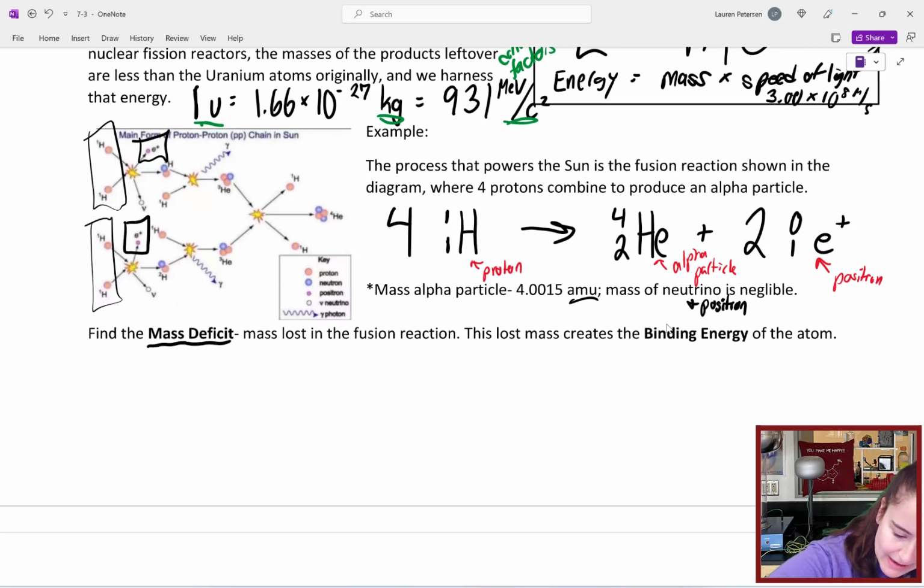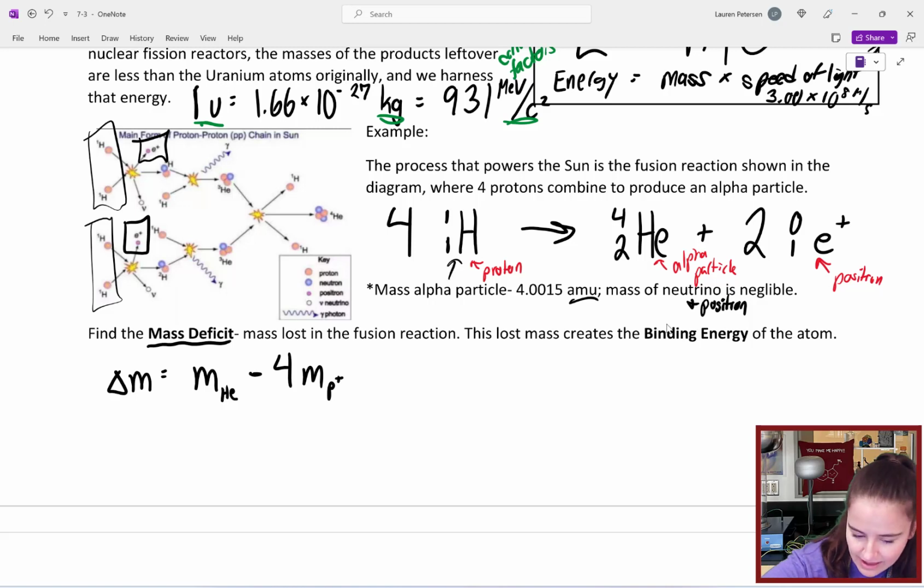For the mass deficit, I normally do it as a change in mass. And in this case, it'll always be reactants minus products because you want to know the lost mass. If you do products minus reactants, you just get a negative number, which I guess makes sense because it's lost mass. So let's do it that way. We have that the change in mass will be the mass of the helium nucleus minus 4 times the mass of the proton, aka that 1,1 hydrogen.